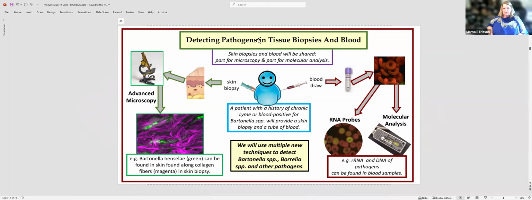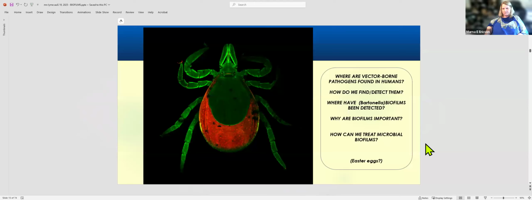If we want to detect pathogen in tissues or blood, so this is you or me, we'll take a skin biopsy, and that skin biopsy then gets stained and processed so that we can use advanced microscopy like something like this, and we'll talk about that one later. Or we might just draw blood, which I'm sure you probably all had, and there's different ways to look at blood too. We can look at the RNA. That's some of the machinery that's responsible for the growth of the pathogen. Or we can also just do some very high-end molecular analysis.